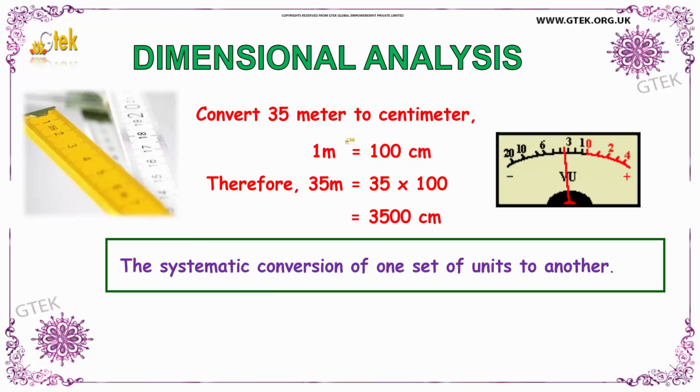I want to convert 35 meters to centimeters. So 1 meter is equal to 100 centimeters, 35 meters is equal to 35 times 100, that's 3500 centimeters.